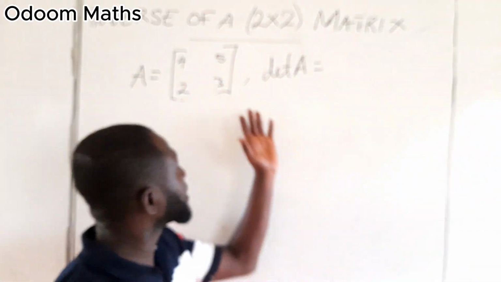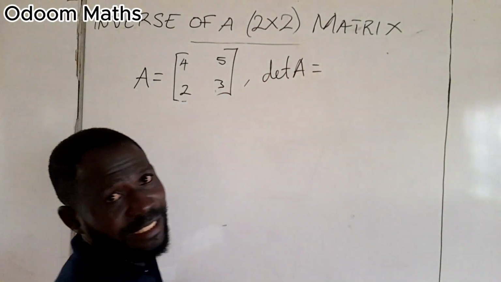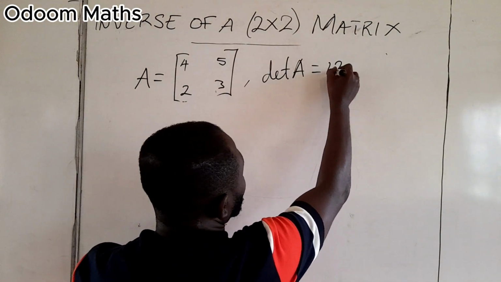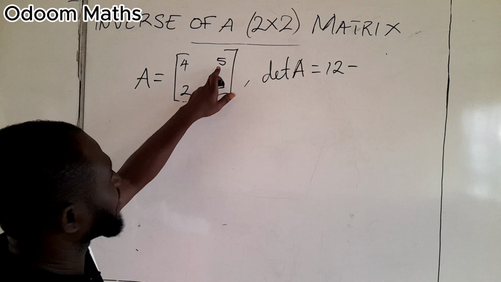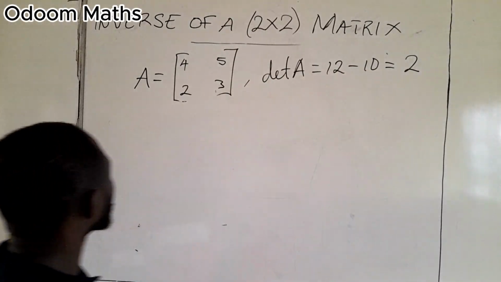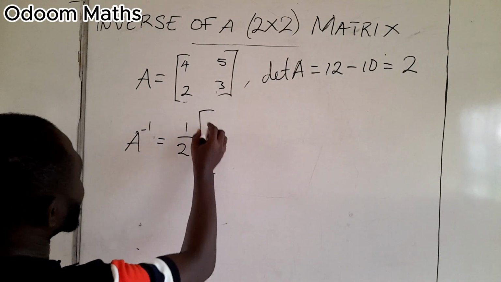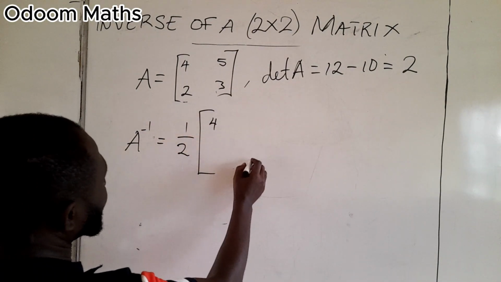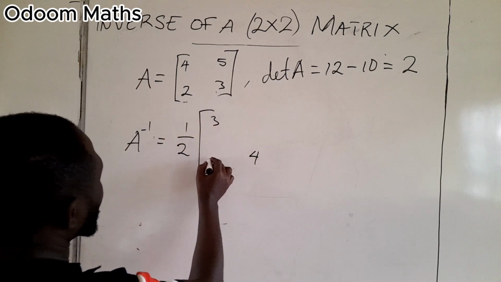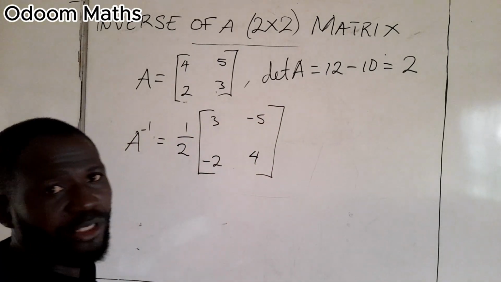Let's look at an example. Now let's look at the inverse of this matrix. We first need the determinant. The determinant is 4 times 3, which is 12, minus 2 times 5, which is 10. That gives us 2. So A inverse is 1 over 2 times the matrix where we interchange to get 3, 4, and negate to get negative 2, negative 5. Now we multiply.